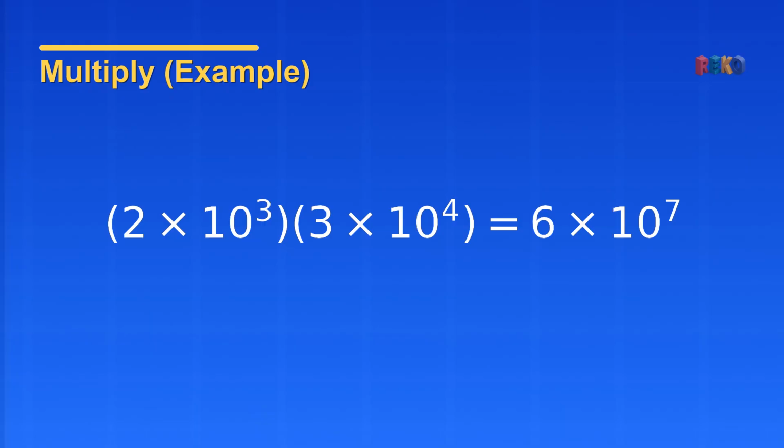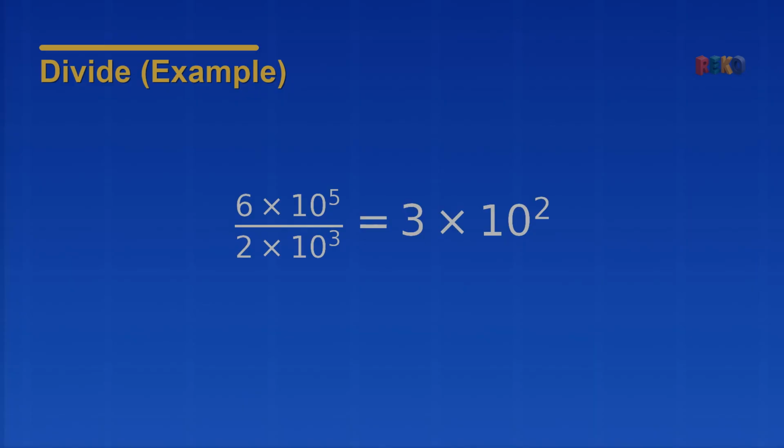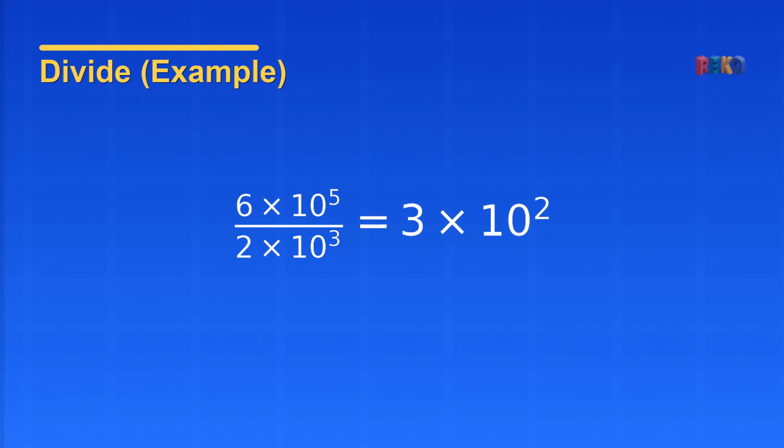Following the rule for indices, when dividing numbers written in standard form, divide the numbers in front, which are called the coefficients. Then subtract the powers of 10. This works because dividing 10 to the power of m by 10 to the power of n is the same as 10 to the power of m minus n. 6 times 10 to the 5th divided by 2 times 10 to the 3rd equals 3 times 10 squared.